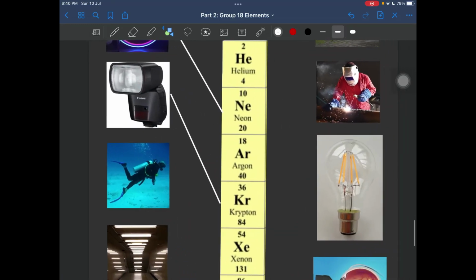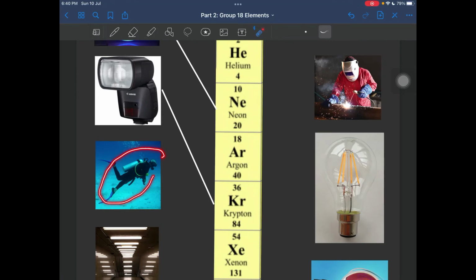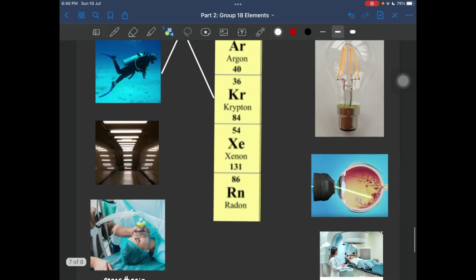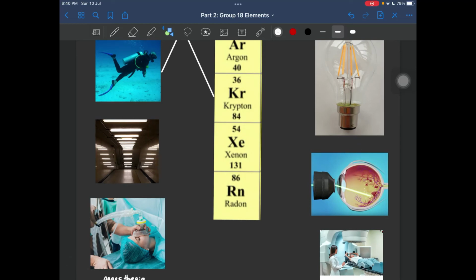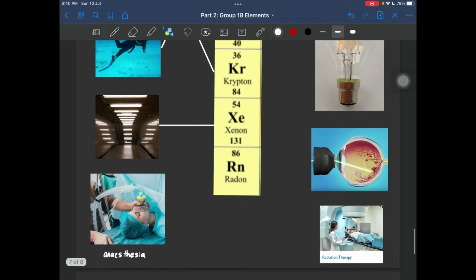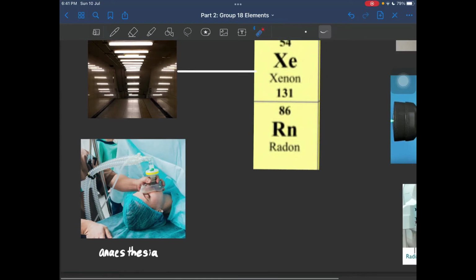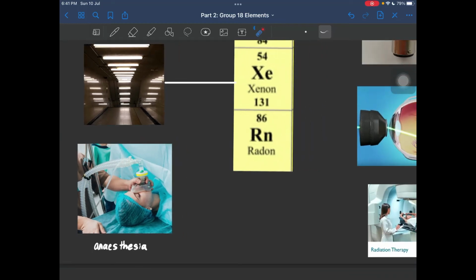All right, so next you have a picture of a diver with an oxygen tank. In oxygen tanks, you usually use helium. Next there's a picture of fluorescent lights. For fluorescent lights, you use xenon gas. Okay, next you have anesthesia gas. You have a photo of a patient and they are administering anesthesia gas for the patient to breathe in. So for anesthesia gas, you actually use xenon as well.